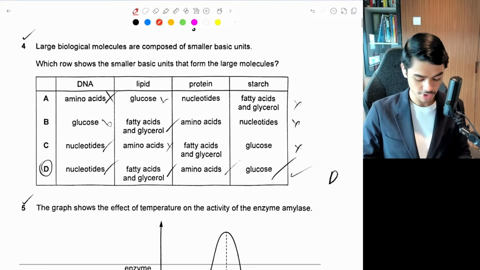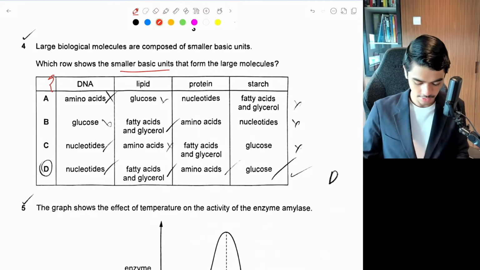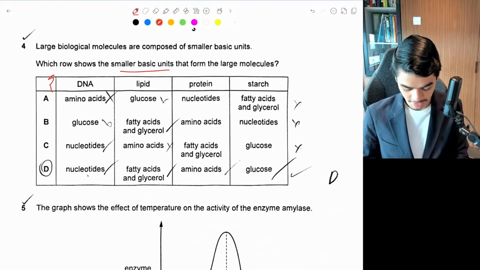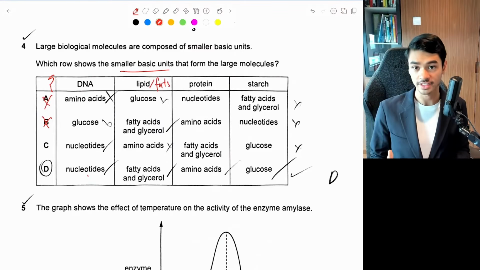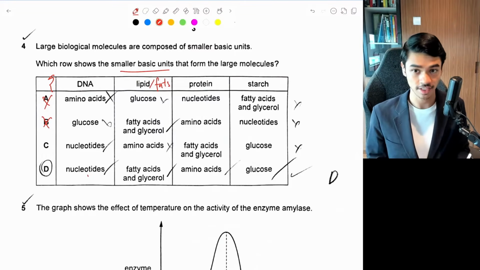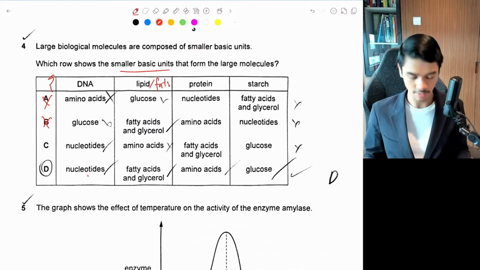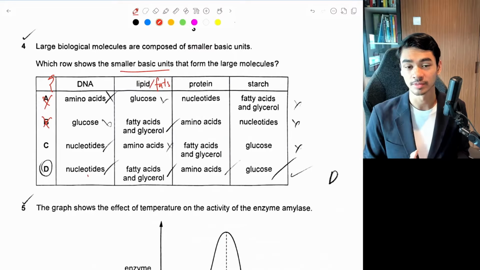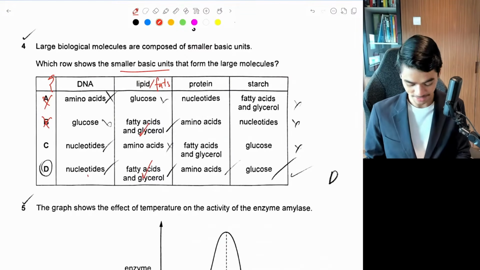Question 4, which shows the smaller basic unit that forms the large molecule at the top in the header. DNA is made of many nucleotides, so it's either C or D already. Then lipids, aka fats, right? Fats are made of 1 glycerol and 3 fatty acids. Technically, lipids is a big group of molecules that includes fats, so the one that you learn is the fat molecule, the one with 3 fatty acids. So it's fatty acids and glycerol. That already narrows down the answer to D, so D is correct.